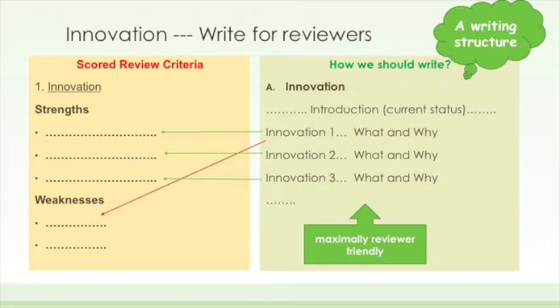I use the same strategy. Again, when the reviewer looks at the strengths for your innovation, they have 1, 2, and 3. You can do the same thing. After the introduction, what's the current status for the methodology? Then you say what kind of innovation you have. You have 1, 2, and you can have 3 too.